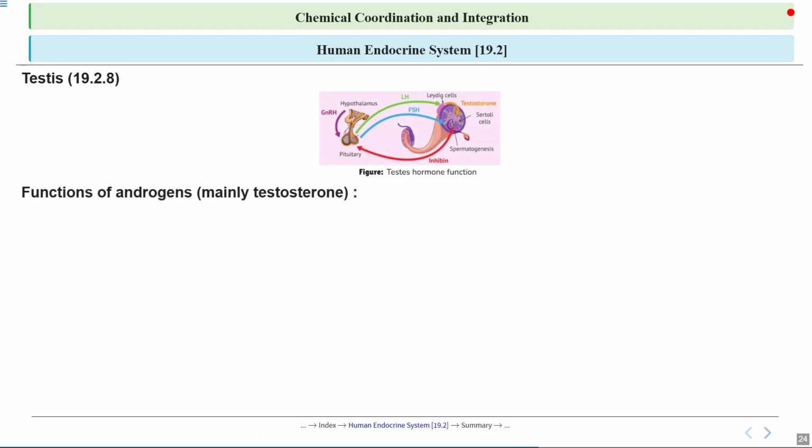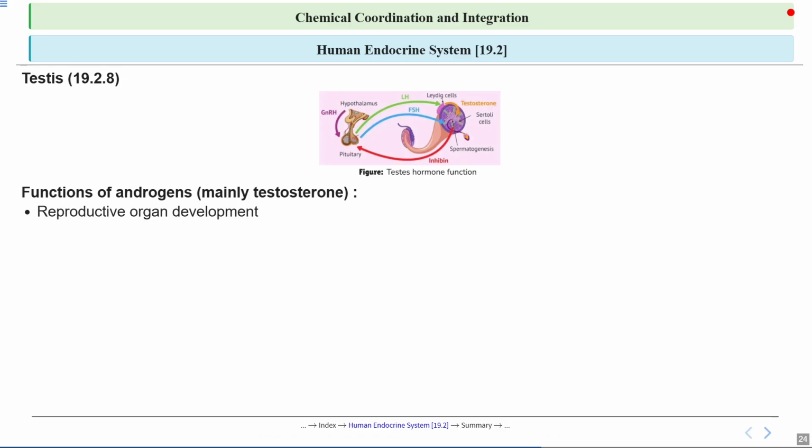Function of androgens, mainly testosterone. Let's talk about hormonal regulation. We know that androgens, especially testosterone, play a key role in development of male secondary sexual characteristics such as muscle growth, facial hair, and deepening of the voice during puberty. They also regulate sperm production in the testes and maintain muscle mass, bone density, and libido in adult males. Additionally, testosterone influences mood, behavior, and overall energy levels.